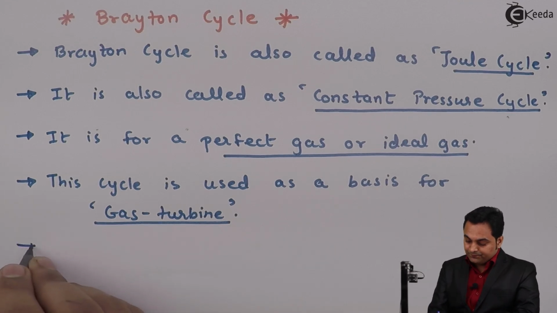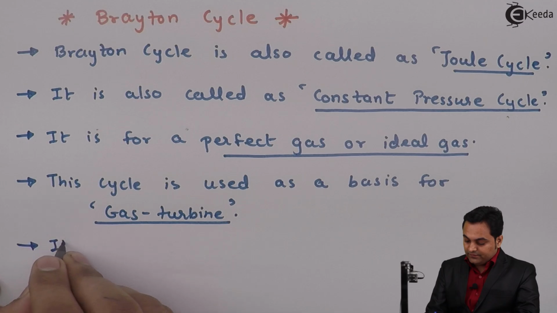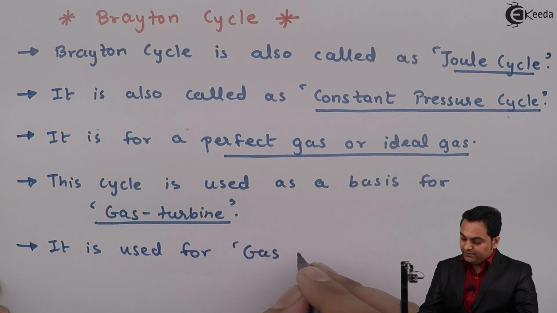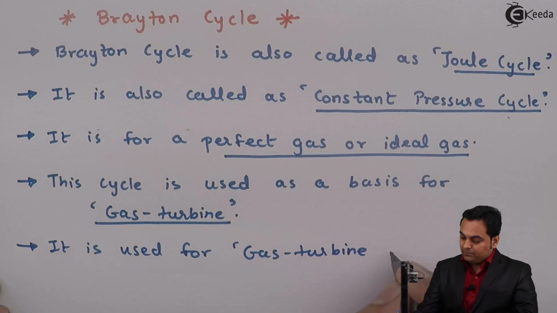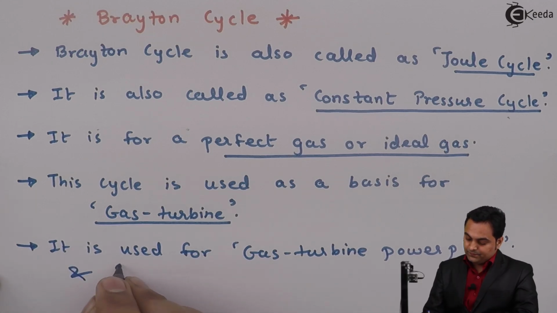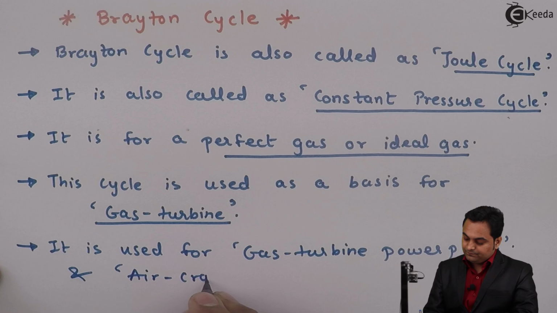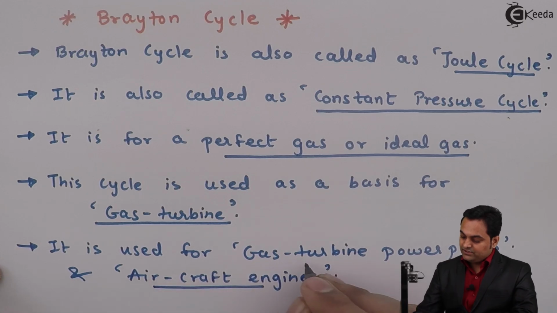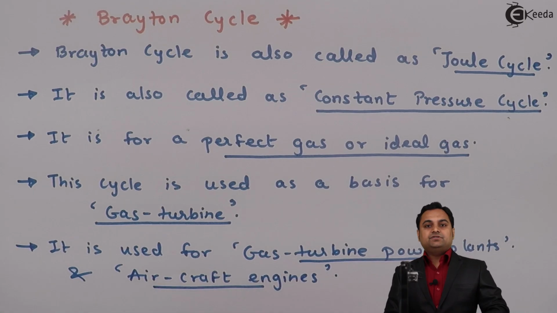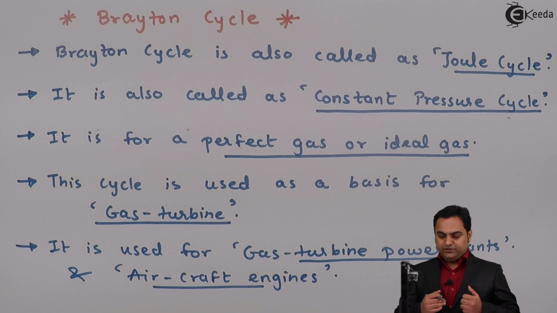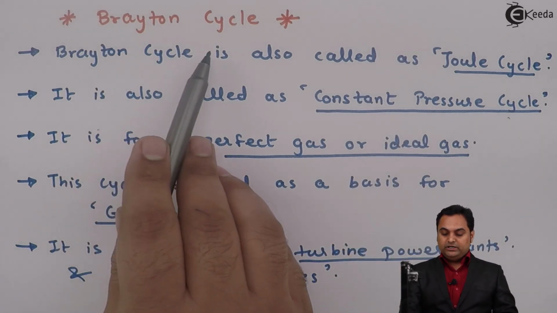So it means that it is used for gas turbine power plants and aircraft engines, because both gas turbine power plants and aircraft engines have a gas turbine engine as their working, we can say, power plant which produces the power. So that power producing device works on the constant pressure cycle called as the Brayton cycle.